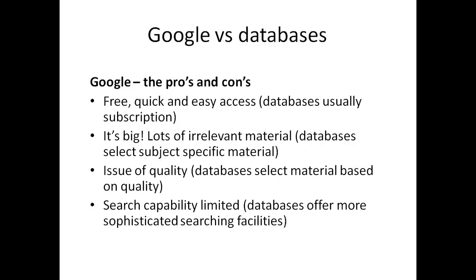Just as I mentioned before, obviously there's the issue of quality here. Databases select material based on quality, so they are peer-reviewed articles and chapters, whereas Google won't do that. They'll just put up Wikipedia and .com websites where, as I said, anybody who hasn't got any credentials can write. And the search capability is limited: in terms of general Google, all you can do is write in a couple of keywords and that's it, whereas with databases you can refine your search more by looking for particular dates and times, by looking in particular journal articles, so it's more refined in that manner.